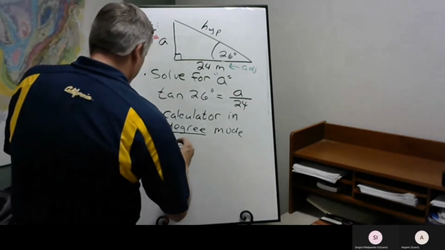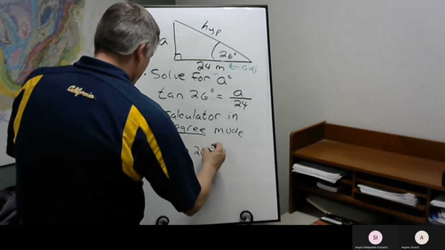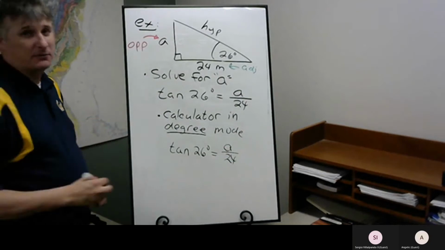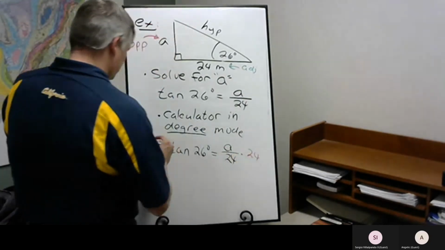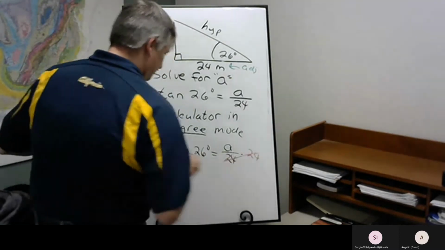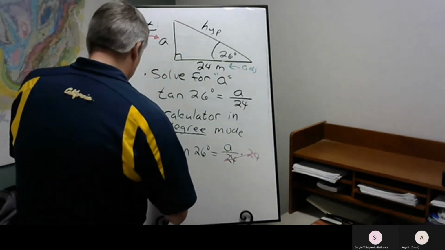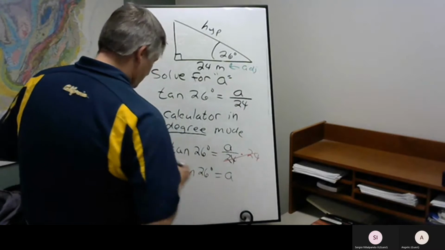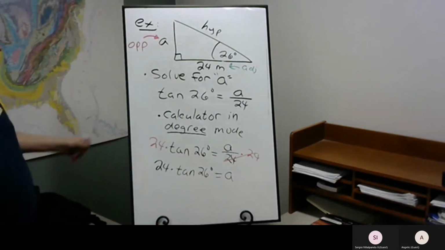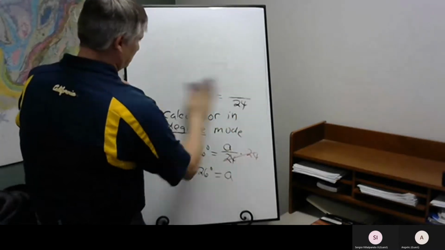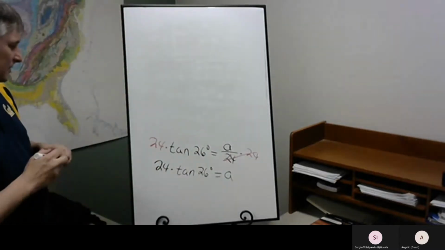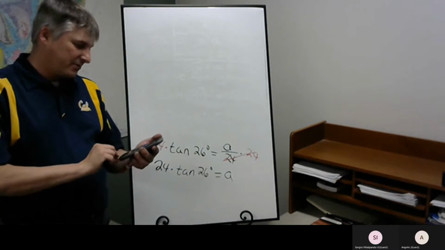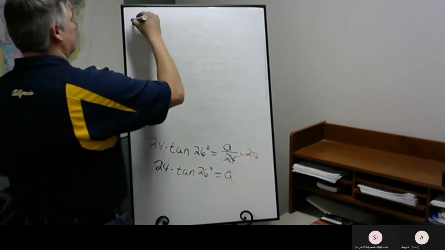So what we're going to do, we'll multiply both sides by 24. We have that. So we need the tangent of 26 degrees. You type that into your calculator, and you get kind of a funky number.